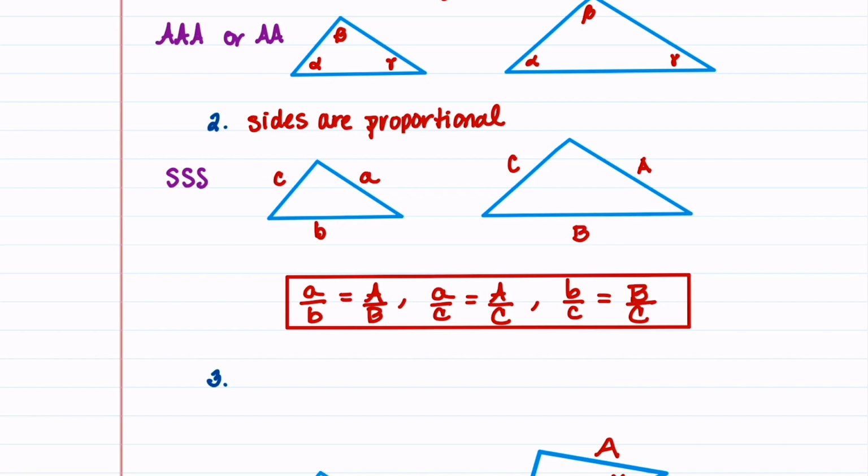Before we go on to the third way, I want to make a note to let you know that if a triangle has corresponding angles that are equal, that also means that its corresponding sides are proportional. However, if we have a triangle whose corresponding sides are proportional, that doesn't necessarily mean that the corresponding angles are going to be equal.